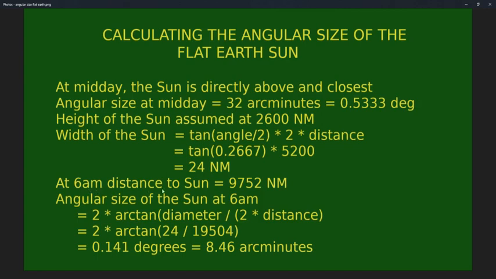At 6 AM, the distance to the sun from my earlier calculation was 9,400 across and 2600 nautical miles above. That gives a distance along the hypotenuse of 9,752 nautical miles. The angular size of the sun at 6 AM should therefore be 2 times the arctan of the diameter of the sun over 2 times the distance. That works out to be 8.46 arc minutes, which is about a quarter of the size that we observed. So the flat model prediction is deemed inconsistent with reality.